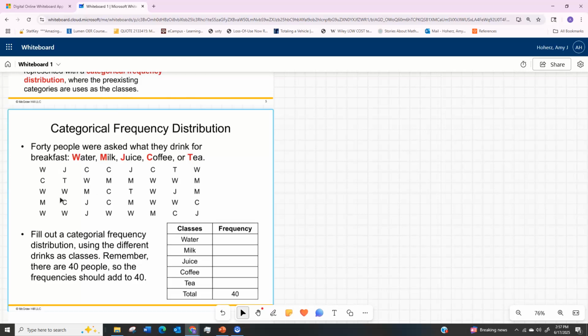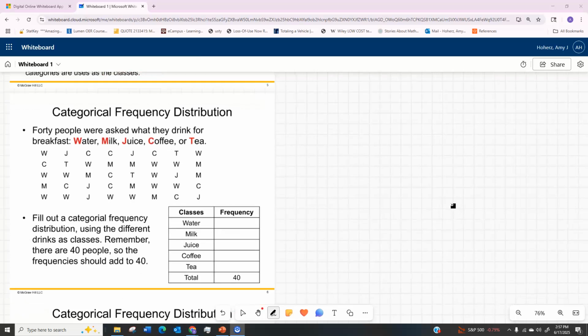We could take this data and do the same thing, except we don't have grouped classes. We just have the names of the different drinks: water, milk, juice, coffee, tea. And again, if you were doing this on your own, you would probably write down the different categories and then go through and start to mark down. So W gets 1. I'm going to go down the column. Coffee gets 1.